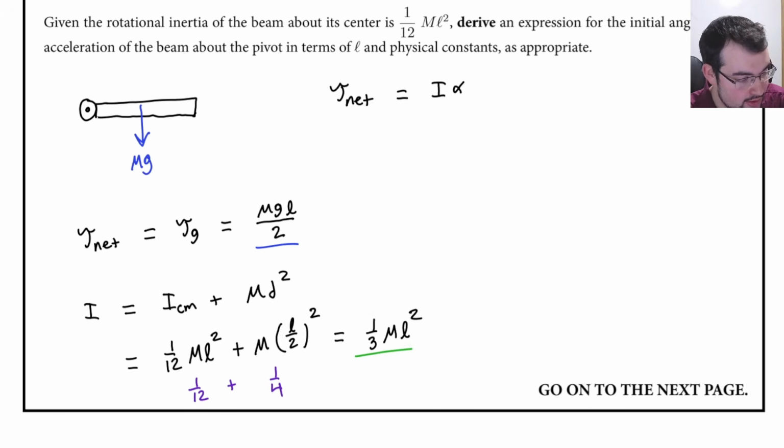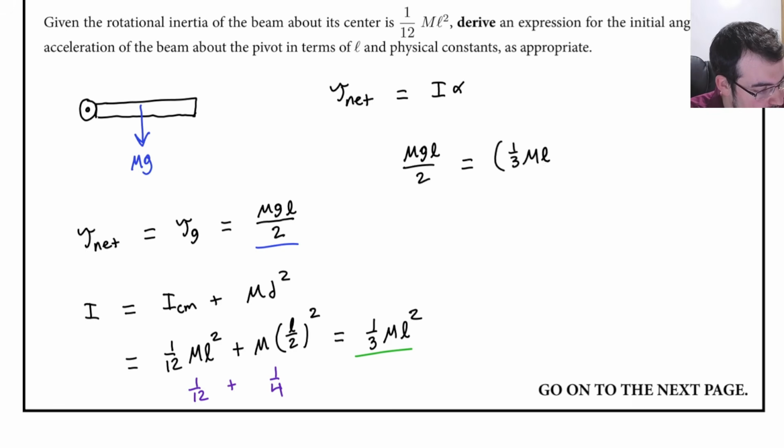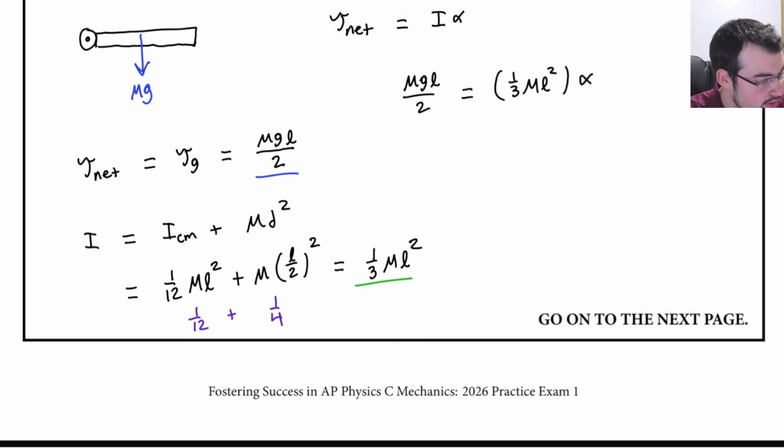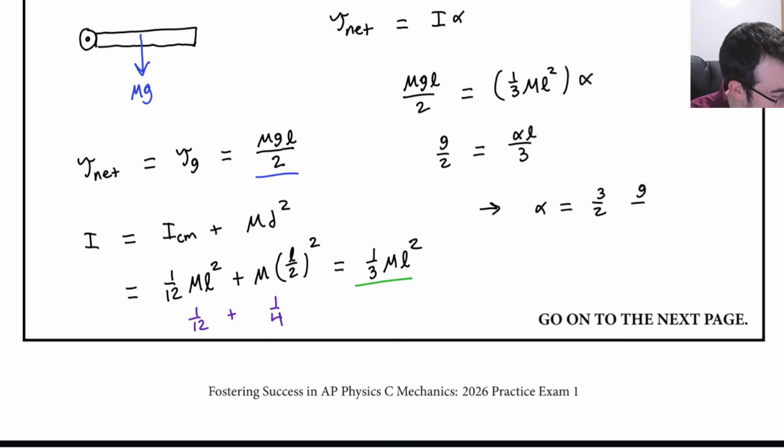So now it's just plug and chug time, because we have torque and we have moment of inertia. Our torque, mg L over 2, equals our moment of inertia, 1/3 ml squared, times alpha. Goodbye to the mass, goodbye to one of the L's. So we would get g over 2 equals alpha L over 3. That means alpha is equal to 3/2 times g over L.